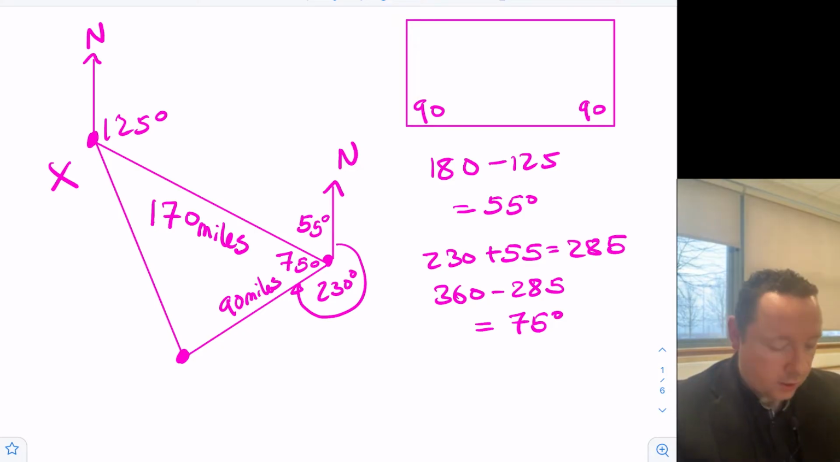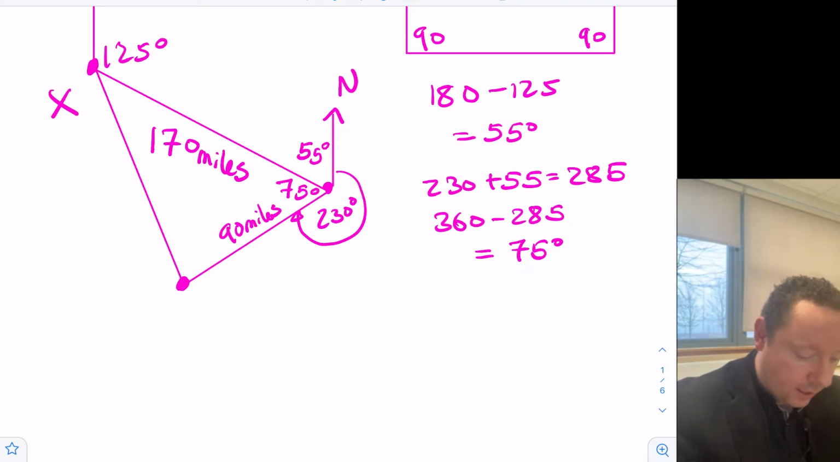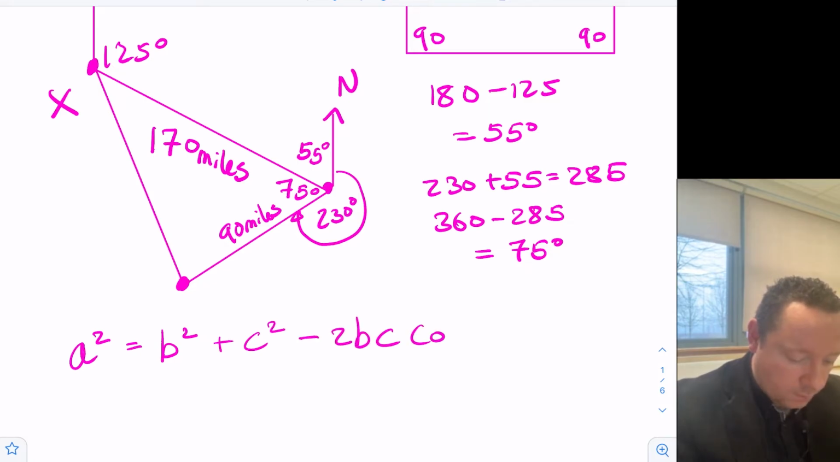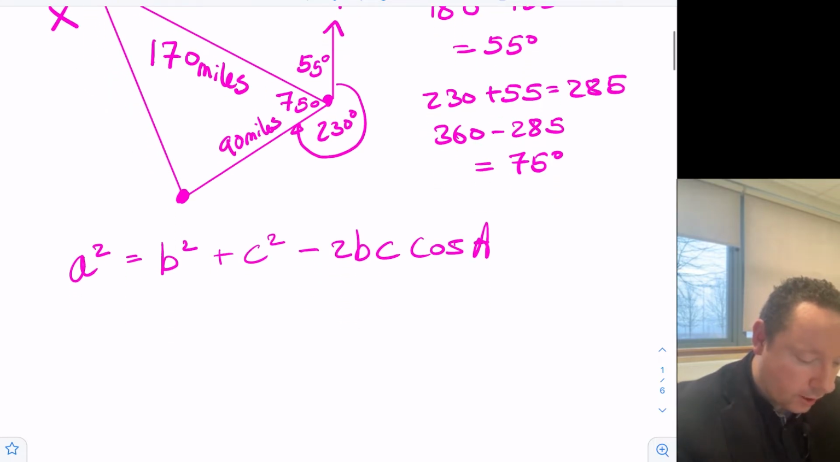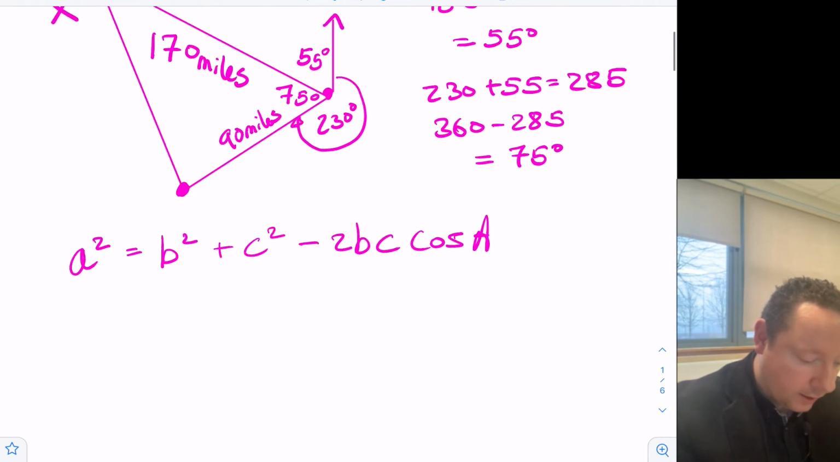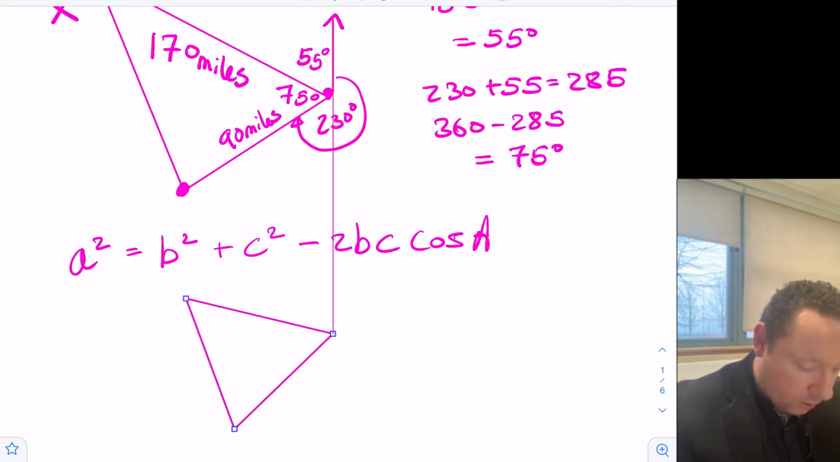Just a reminder for the cosine rule: if you try to find the opposite side of an angle, then you need the angle plus the other two sides that contain the angle. A reminder of the cosine rule from the start of the exam paper: a squared equals b squared plus c squared minus 2bc cos A. I'm going to redraw this triangle without all the bearings so we can see exactly what we've got. There's our triangle roughly as it was before. We know that that's 75 degrees, that's 170 miles, and that's 90 miles.